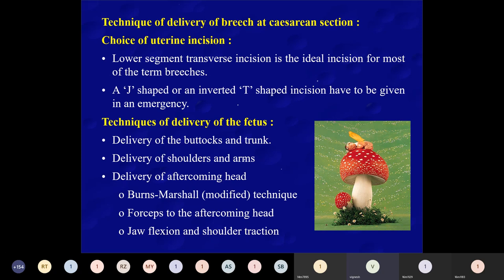Okay, technique of delivery of the fetus. First, it's the same as vaginal delivery. First, you have to deliver the buttocks and trunk. Next, delivery of the shoulders and arms. Next comes the delivery of the after-coming head by the Mauriceau-Smellie-Veit technique. Or you can also use forceps. Our regular forceps can be used, no need for any Piper's forceps. Or jaw flexion and shoulder traction can be used to deliver the fetus. So the same principles hold good here also in the delivery of the breech, even at cesarean section.